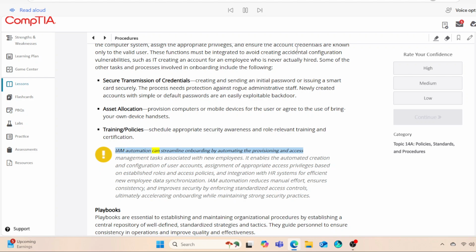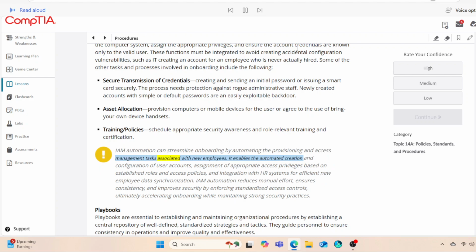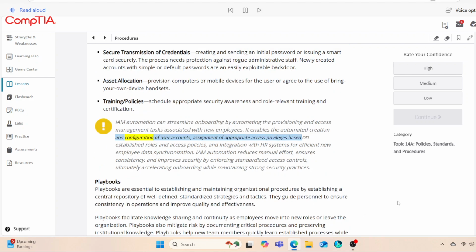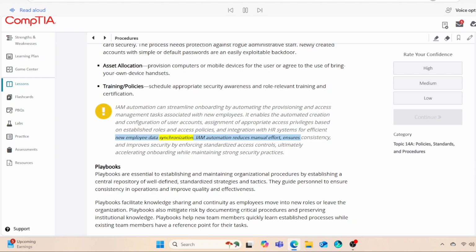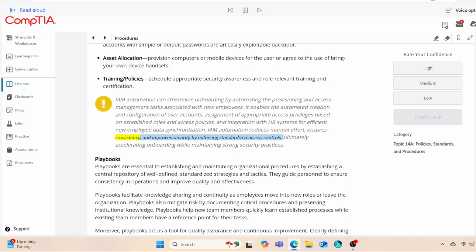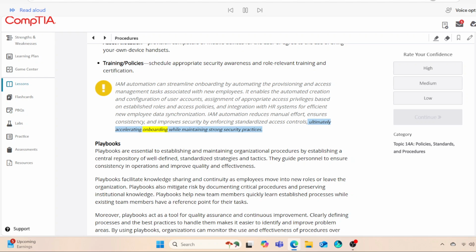IAM automation can streamline onboarding by automating the provisioning and access management tasks associated with new employees. It enables the automated creation and configuration of user accounts, assignment of appropriate access privileges based on established roles and access policies, and integration with HR systems for efficient new employee data synchronization. IAM automation reduces manual effort, ensures consistency, and improves security by enforcing standardized access controls, ultimately accelerating onboarding while maintaining strong security practices.